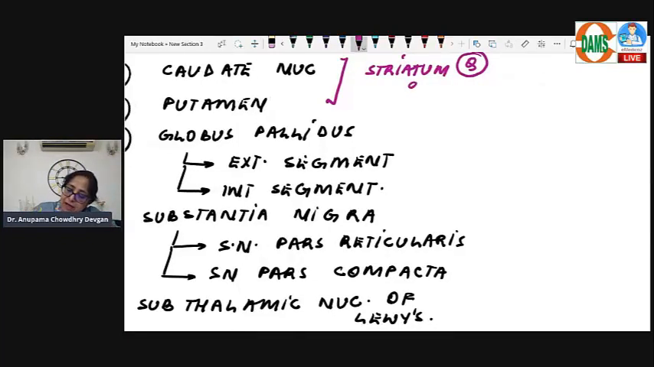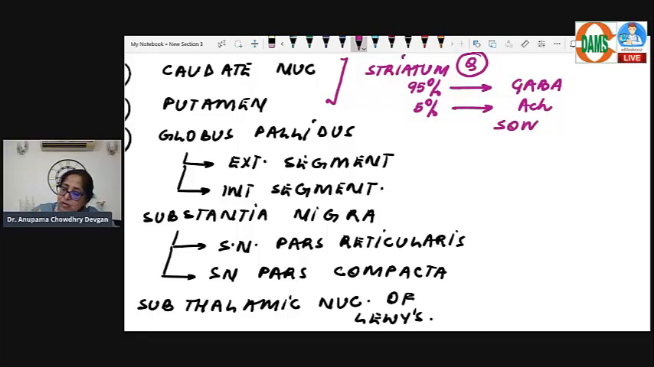Now, 95% of the striatal neurons secrete GABA. 5% of the striatal neurons secrete acetylcholine and somatostatin. Again, somatostatin, please remember, is a large molecule, slowly acting neurotransmitter. It is not just a hormone, it is also a neurotransmitter. So 95% of the striatal neurons will secrete GABA and 5% will secrete acetylcholine and somatostatin.